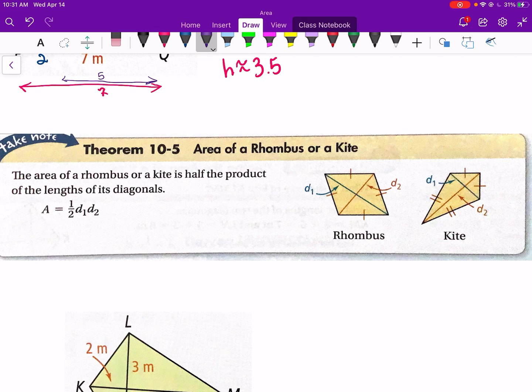And it says the area of a rhombus or a kite is half the product of the lengths of the diagonals. Remember, product means multiply. So we're multiplying the diagonals and dividing it by 2. So area equals 1/2 times d1 times d2, where d1 and d2 are just the diagonals of our shape.